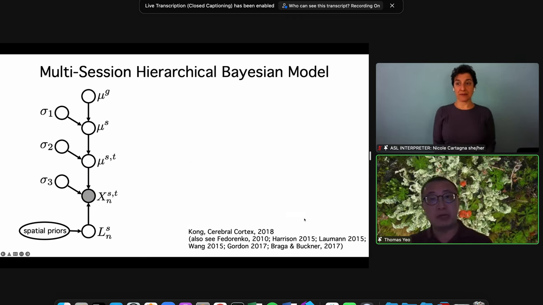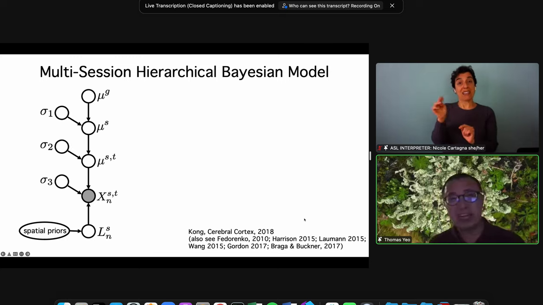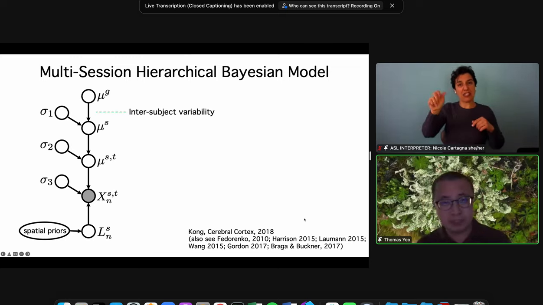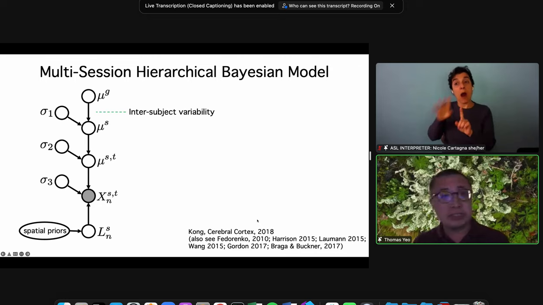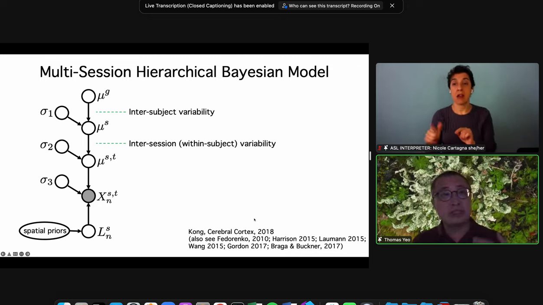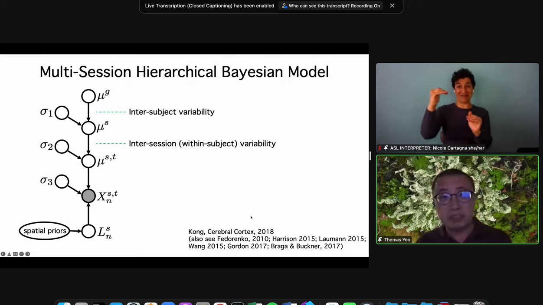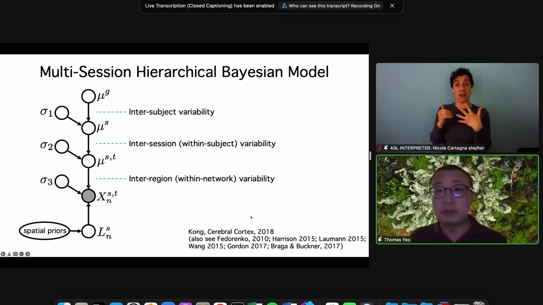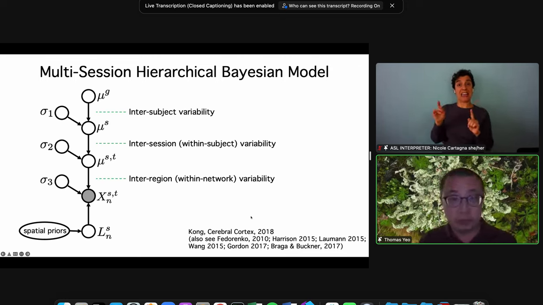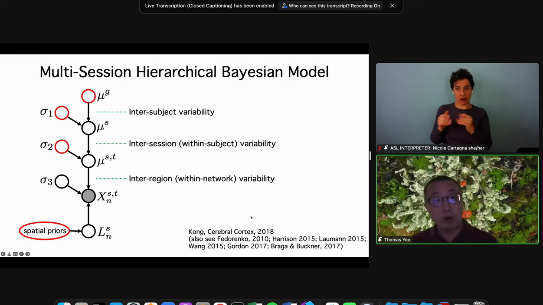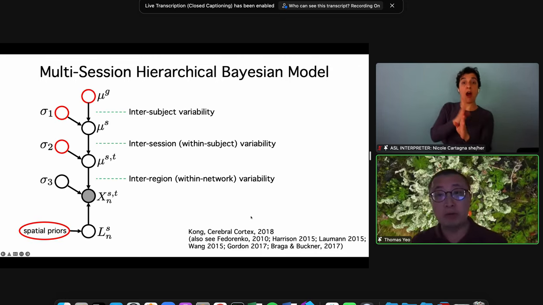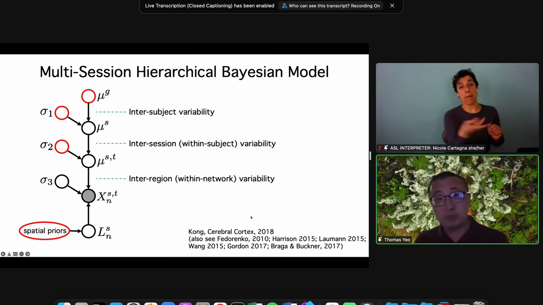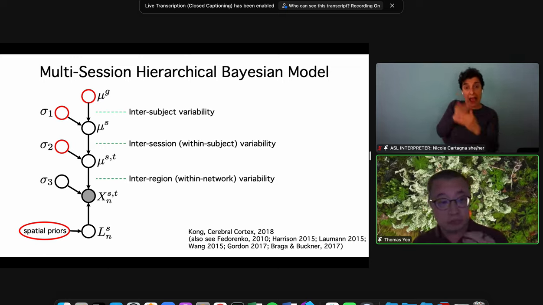This is Ruby's multi-session hierarchical Bayesian model. I won't really go into it in detail, but basically the top level models intersubject variability, the next level models intersession variability within the subject, and the bottom level models interregion variability within the network. We can learn all the priors shown in red from multi-session data. And with these priors, we can estimate networks in a new subject, even if the subject only has one single fMRI session.